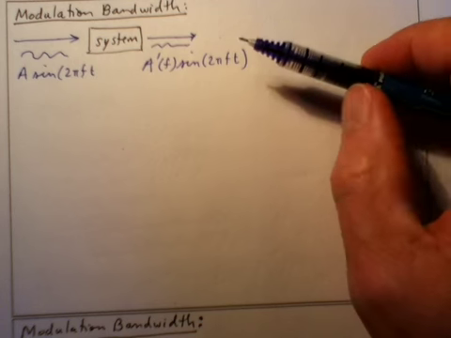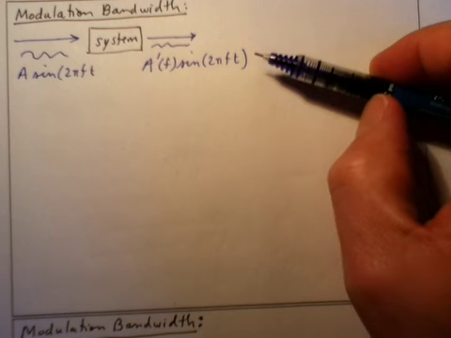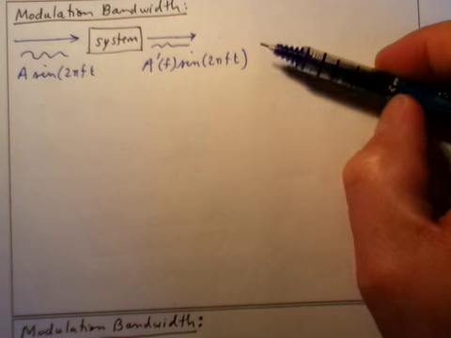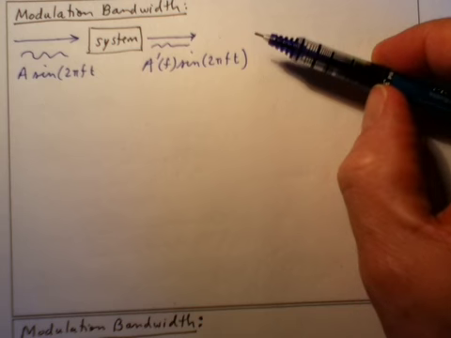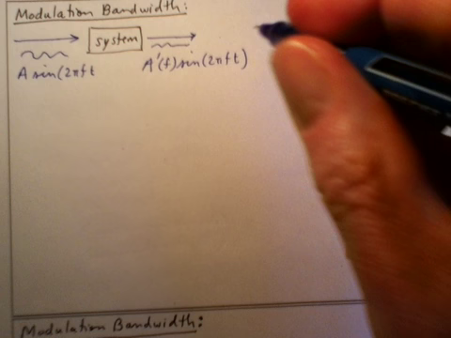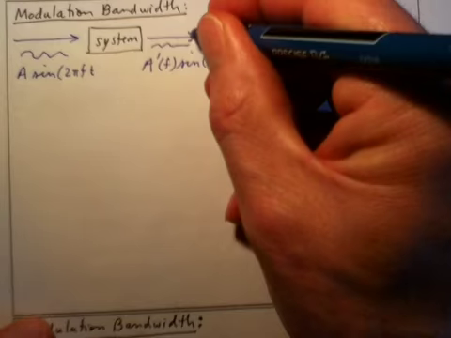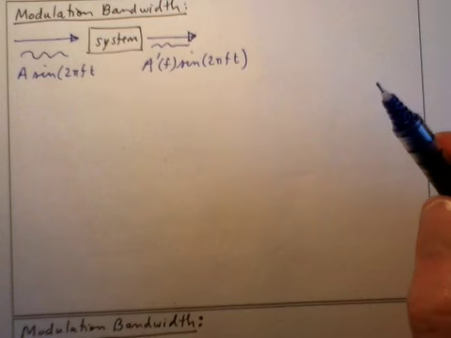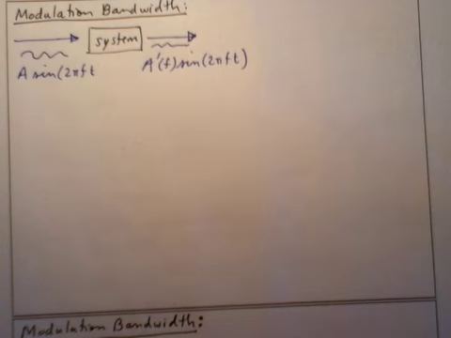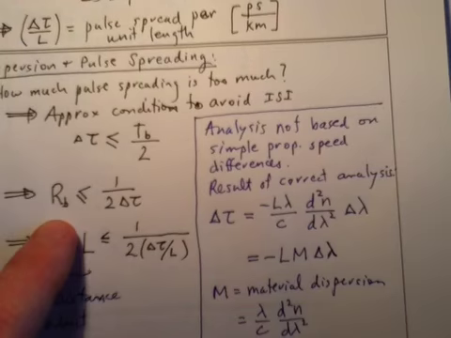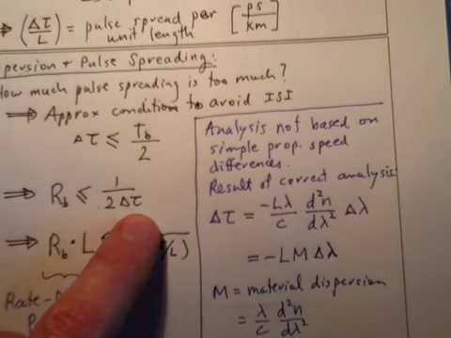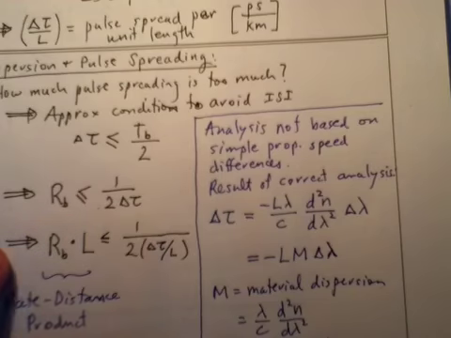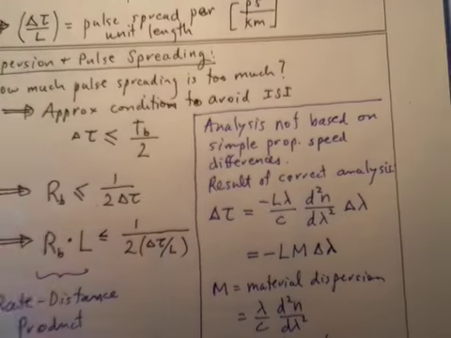We've spoken so far about the pulse spreading, delta tau, and we've related that to our maximum bit rate as an input to the system, and said that the bit rate is limited by the pulse spreading. We essentially said that the bit rate had to be less than 1/2 delta tau, and that gave us our rate distance product that's so important.